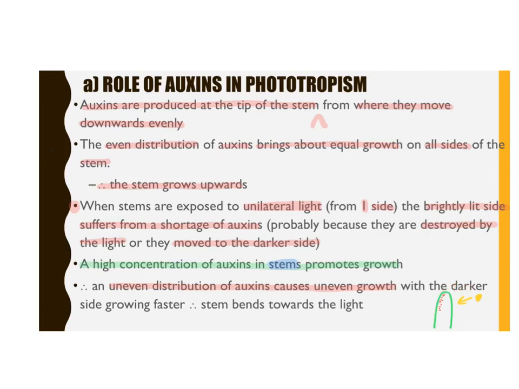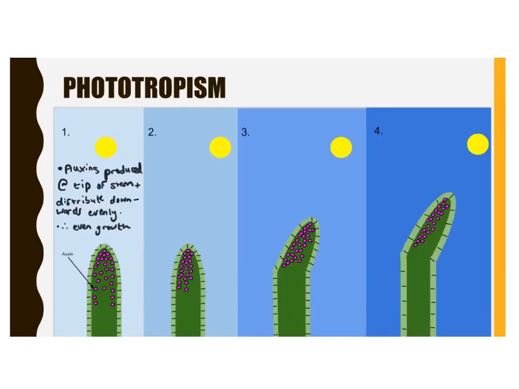So here, the uneven distribution of auxins causes uneven growth, with the darker side growing faster because auxins promote cell growth and division. Therefore, the stem bends towards the light, which is why stems are positively phototropic. If I gave you this experiment as an example, what you can see is that the plant not only grows taller, but it also grows sideways to the right.